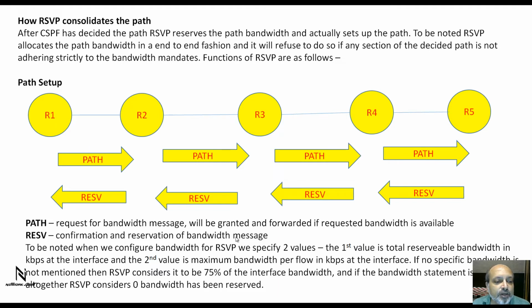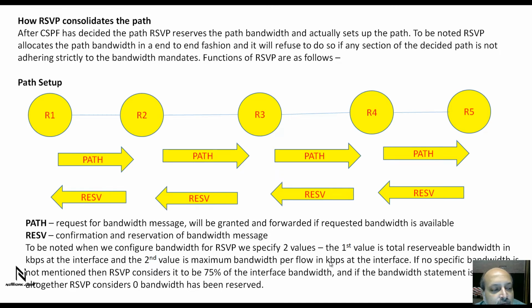To be noted, when we configure bandwidth for RSVP, we specify two values. This you will come across in the configuration part, and when we do the configuration I will definitely come back to this issue, but I'll also clear it up right now. The first value is the total reservable bandwidth in kbps at the interface, and the second value is the maximum bandwidth per flow in kbps at the interface.